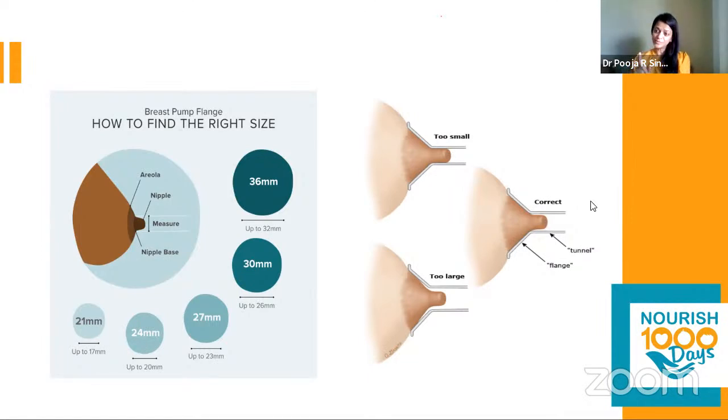and this is what mothers should be very careful about while choosing their flange for the pump, because expression of breast milk should not be painful no matter what method you're using. Okay, so it should never be painful, and it should also happen in a good, effective and short time duration. If that's not happening, that means you need some help and guidance regarding that.